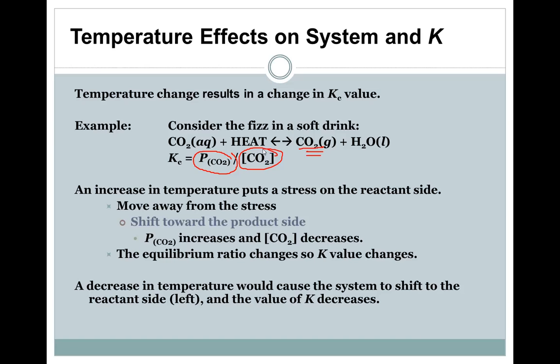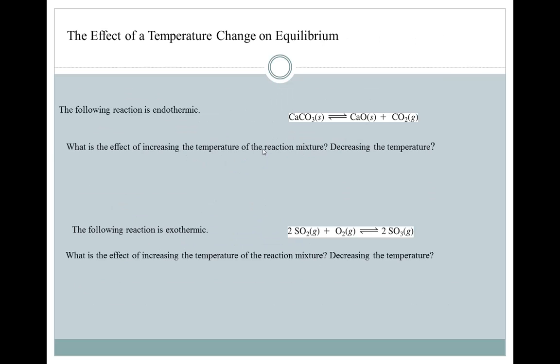Alright, so let's look at these in practice. So we have calcium carbonate reacting to form CaO and carbon dioxide, calcium oxide and carbon dioxide. What is the effect of increasing the temperature? This is an endothermic reaction, which you may remember means that you have to add heat to it in order for it to work. Increasing the temperature is like increasing the heat on this side, so therefore it's going to shift to get away from that. So therefore it's going to shift to the right.